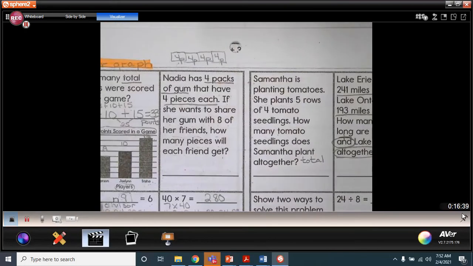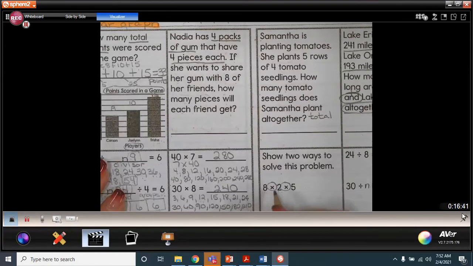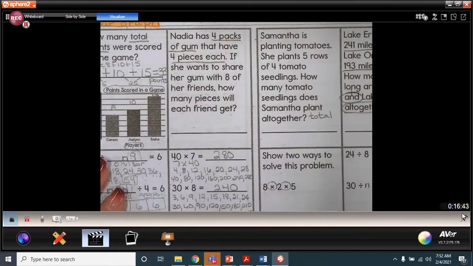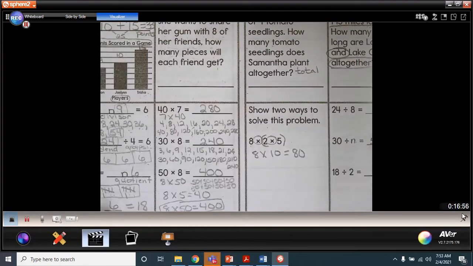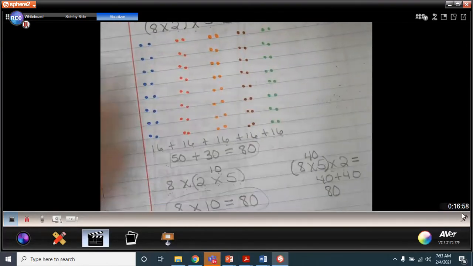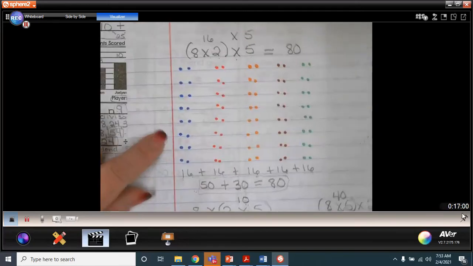We've done a lot of this on our paper this morning, but I'm just going to show you here with this. So 8 times 10, and 8 times 10 is 80. So I'm just going to demonstrate that for you there. But you need to show me at least one of these ways by at least drawing a model of some kind.